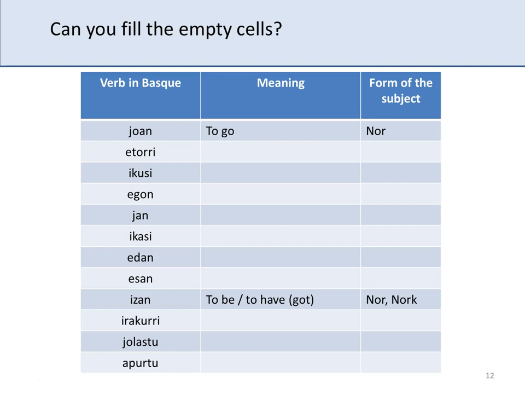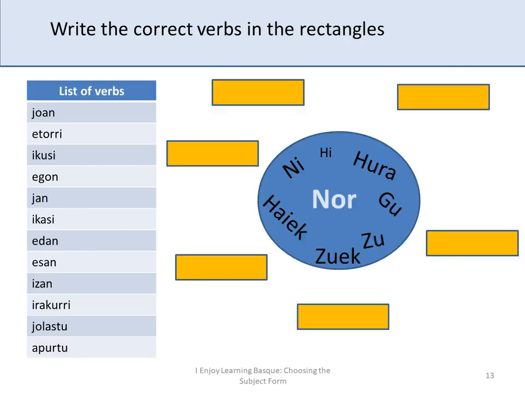So after that you have this exercise. Here there are a lot of gaps to fill. So you can go to the Elhuyar dictionary and you can learn. You can find the words and you can write the meanings in the column in the middle, and after that you can write the form of the subject.